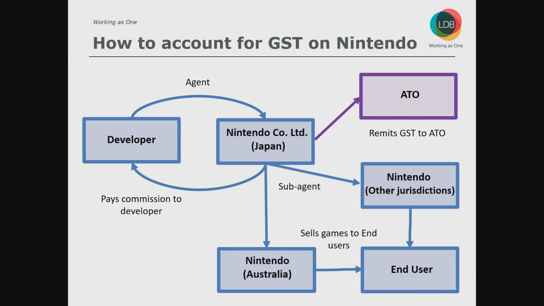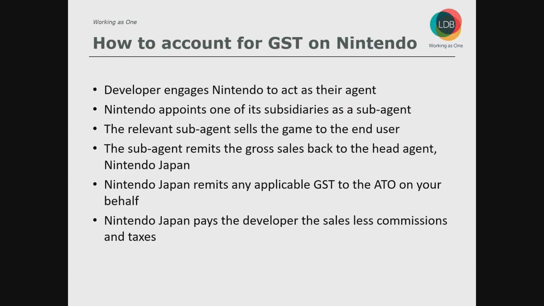So once Nintendo Co. Japan appoints a sub-agent, the sub-agent then collects all the sales on their behalf and remits the gross sales back to Nintendo Co. Japan. Nintendo Co. Japan then remits any GST that's applicable on your behalf across to the ATO. And then finally, Nintendo Co. Japan pays the developer the gross sales less their commission and applicable sales taxes. So again, it's Nintendo Co. Japan who are remitting the GST, not the developer. The developer is receiving one lot of commission from an overseas entity, therefore GST doesn't apply to what the developer receives. Again, this is just a summary of it.